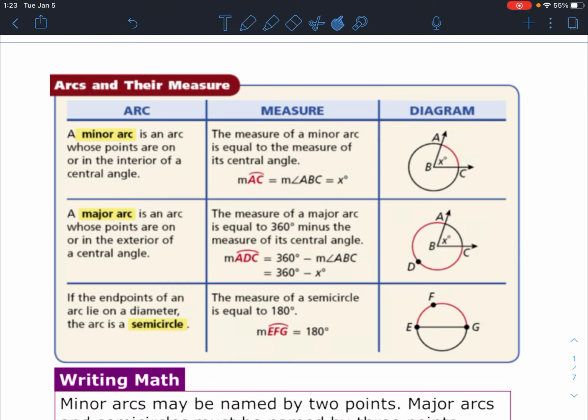There are 3 different types of arcs. The first one is called a minor arc. A minor arc is an arc whose points are on the interior of a central angle. Okay, the measure of a minor arc is equal to the measure of the central angle. So a minor arc is always less than a semicircle. Okay, what's a semicircle? A semicircle, if you go down to the third one there, is basically half a circle. Okay, so let's skip the second one for now. Let's go to the third one. If the endpoints of an arc lie on the diameter, that arc is a semicircle.